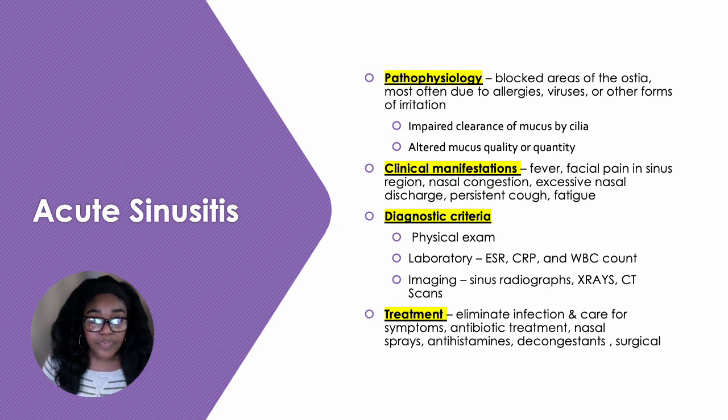So the treatment for acute sinusitis is to eliminate the infection. So if it's due to allergies, viruses, or other forms of irritation, you want to remove those. You may be prescribed some sort of antibiotic treatment that is compatible with that individual. You may use nasal sprays, antihistamines. That's important because when we have inflammation, histamines are circulating. So you want to decrease that inflammation response by prescribing antihistamines. And then you want to have a decongestant that will help clear that area of the sinus more effectively.